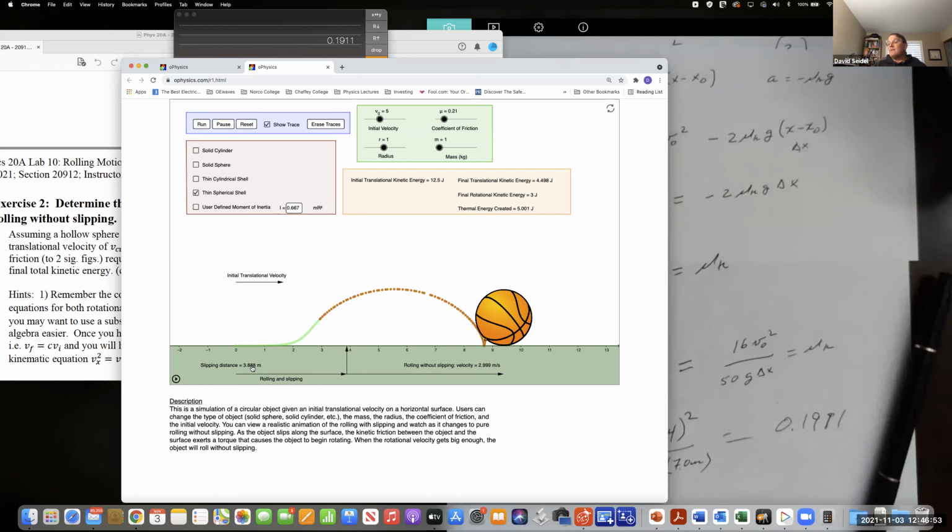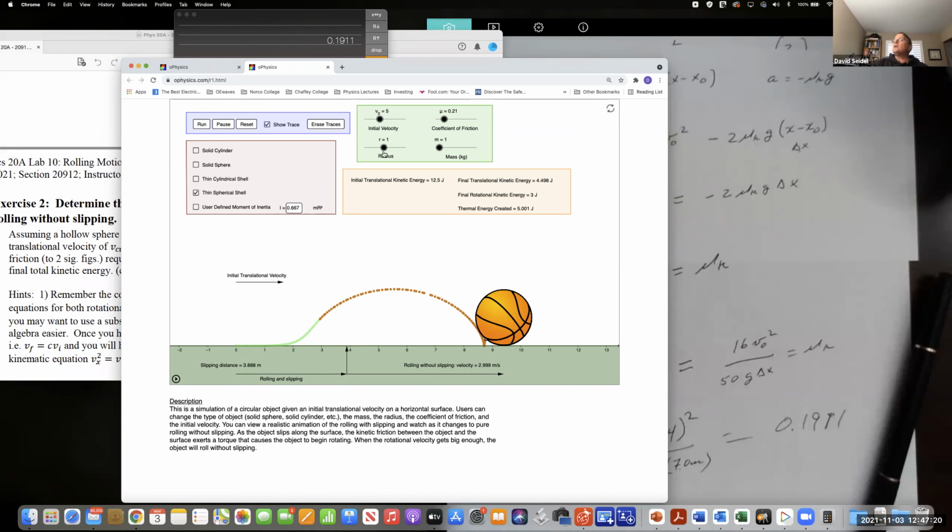You might put some sideways spin on it, but you're not putting, so you're giving it an initial velocity forward, and it picks up its rolling because of friction between it and the floor. It's not immediately rolling, and it's not pure rolling. You have rolling and slipping happening. So you can see here that this was its slip distance.